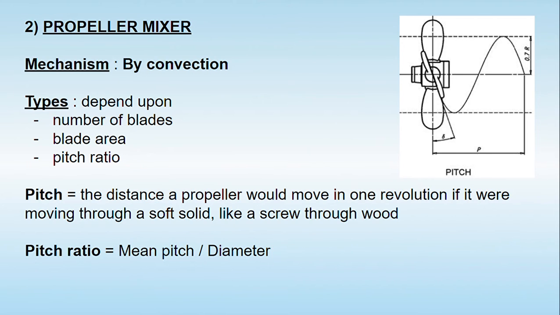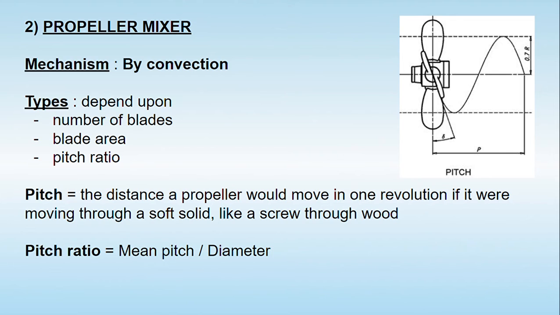Another type of mixer is called a propeller mixer. Here the mixing takes place by convection. If you look at the propeller, it is a specifically designed blade, and what is important is that the mixing depends on the number of blades present, the area of the blade, and the pitch ratio. The number of blades means one, two, or more. The blade area depends on the area covered by each blade. And now the newer terminology, pitch ratio.